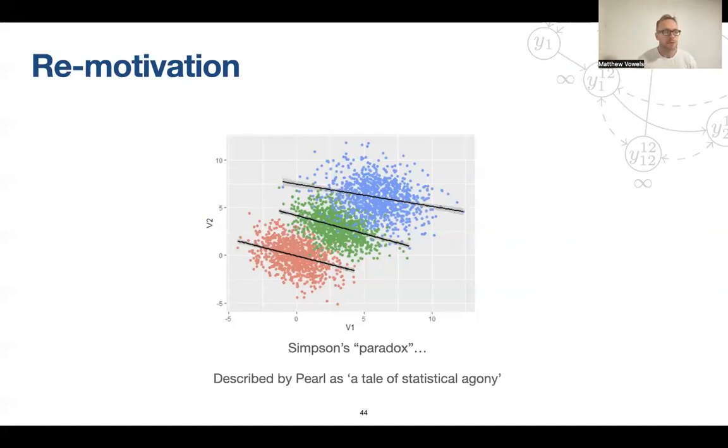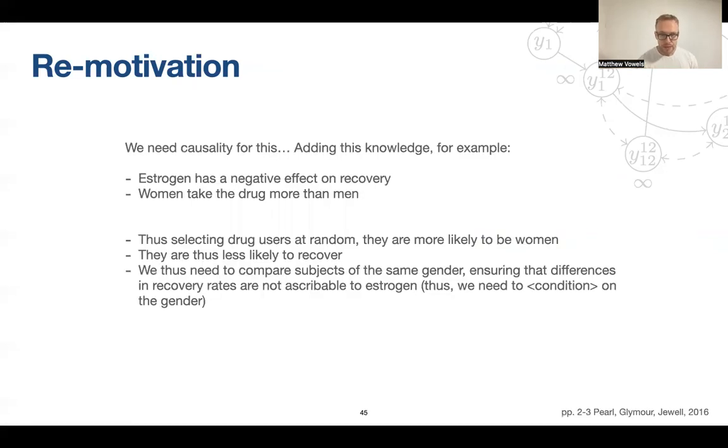And actually, Simpson's paradox has been described as a tale of statistical agony, the argument being that this paradox isn't really a paradox at all. It's kind of an obvious problem with an obvious solution, if you consider the causal theory behind the process. So what we're going to do to demonstrate the utility of causality here is to try and add some domain knowledge. So maybe you're an expert in this area and you happen to know a couple of things about the drug and how it works.